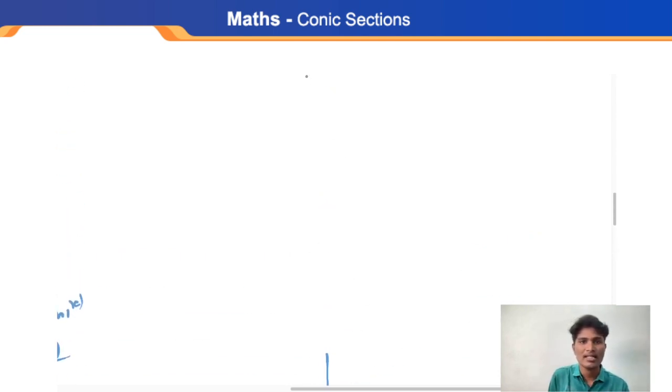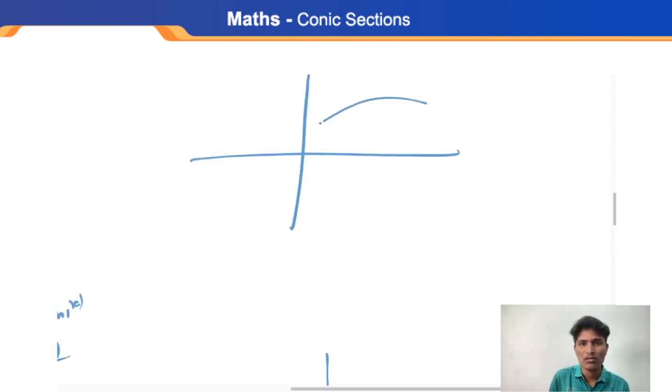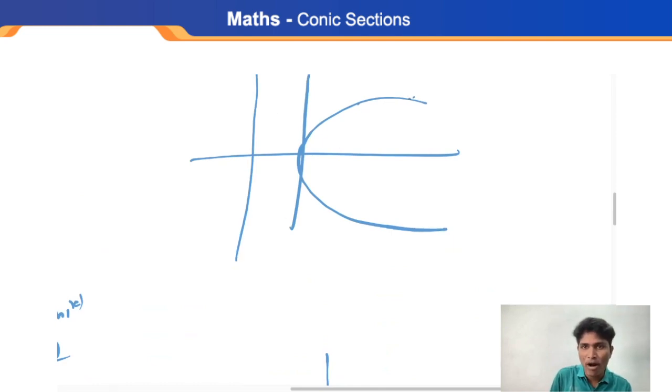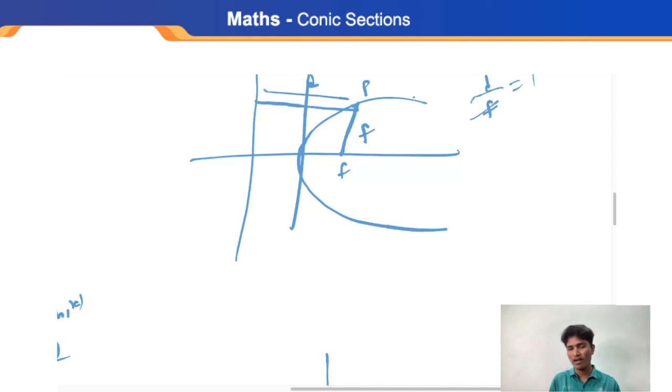First of all, understand guys, the parabola shape is this one. Why is it a parabola? Because if I take any point P on this parabola and find the distance to the fixed line and the distance to the fixed point, if the ratio d by f is equal to 1, it is called a parabola.